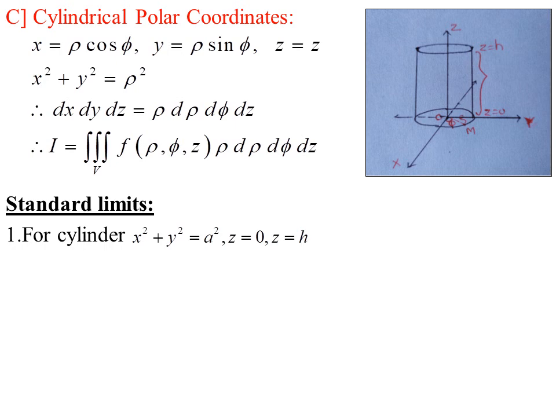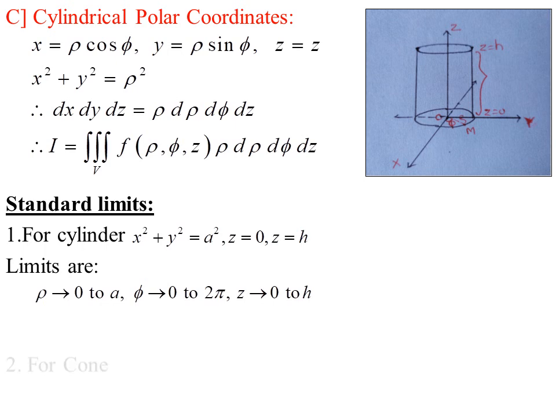And if we try to figure it out, OM represents our rho, OM's inclination from the x axis represents phi, and z is varying from z equal to 0 to z equal to h. So hence the limits of the cylinder can be noted in terms of rho varying from 0 to a, phi varying from 0 to 2 pi, and z varying from 0 to h. So if we have the volume given in this way, we can use the cylindrical polar coordinates.